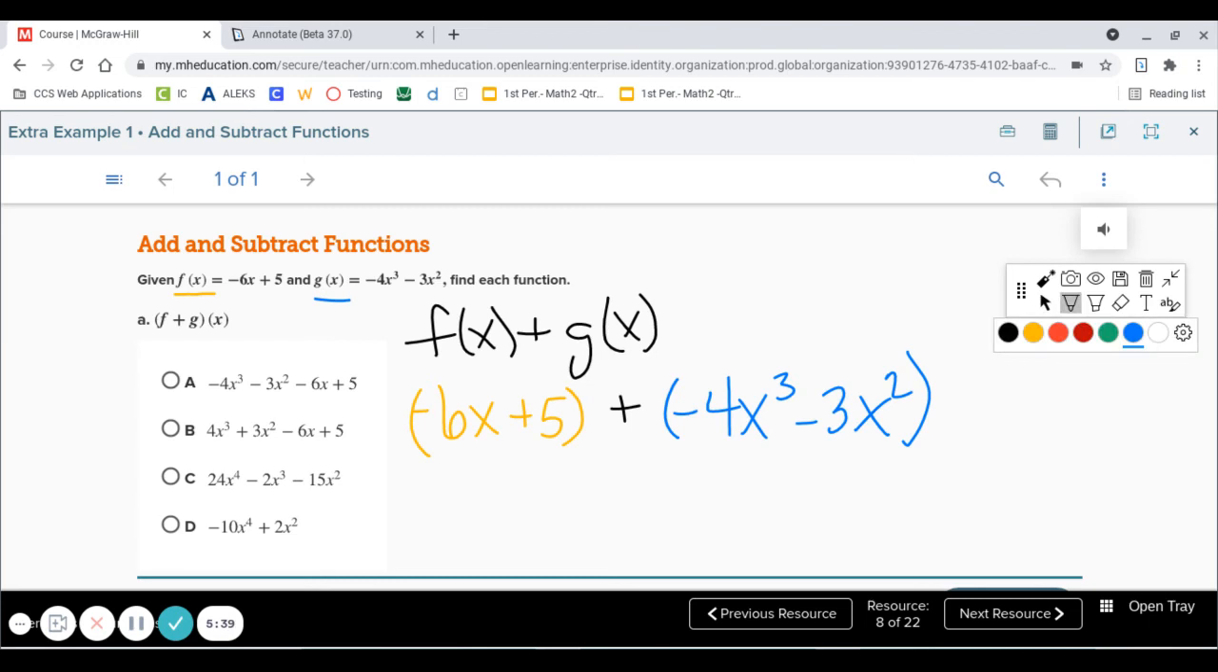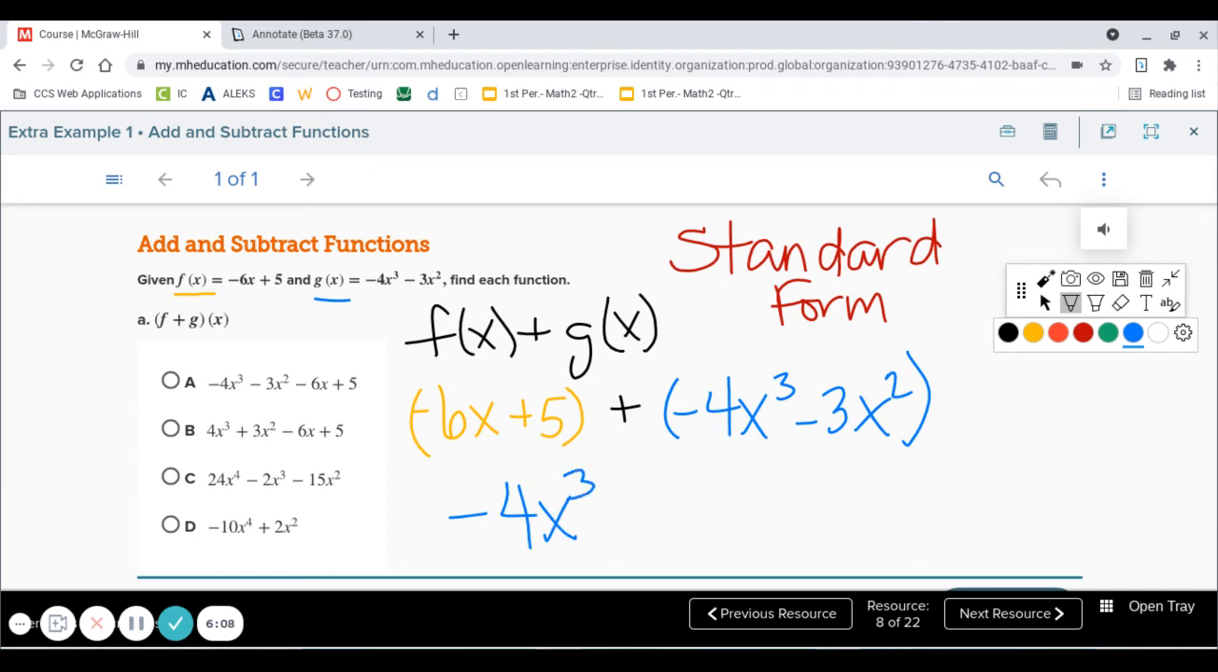So our answer is given to us in standard form. And in standard form, we want to list the greatest exponent first. So the greatest exponent we have here is 3. So that term is going to go first, which is negative 4x to the third. Then we go down, we decrease. So after 3, we go to 2. That would be our negative 3x squared.